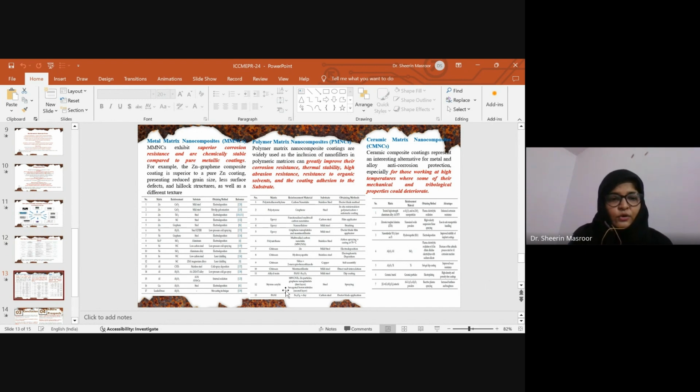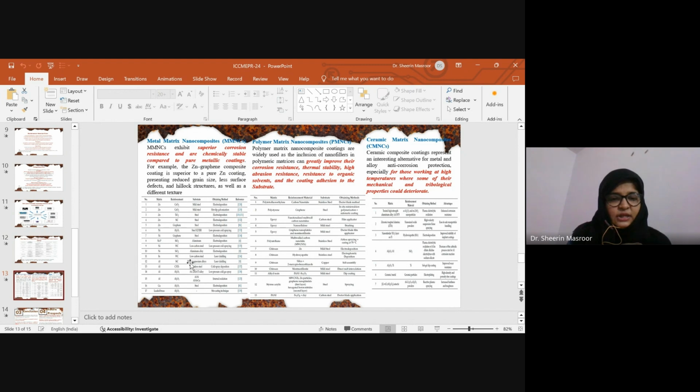When we are producing the metallic matrix coatings and comparing the corrosion results with the pure basic metallic coating, then we are getting a good result, that they are good in efficiency. For example, the zinc graphene.